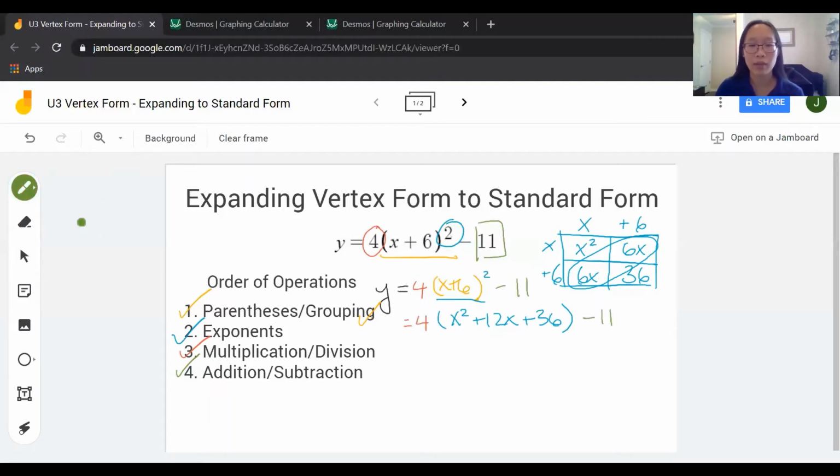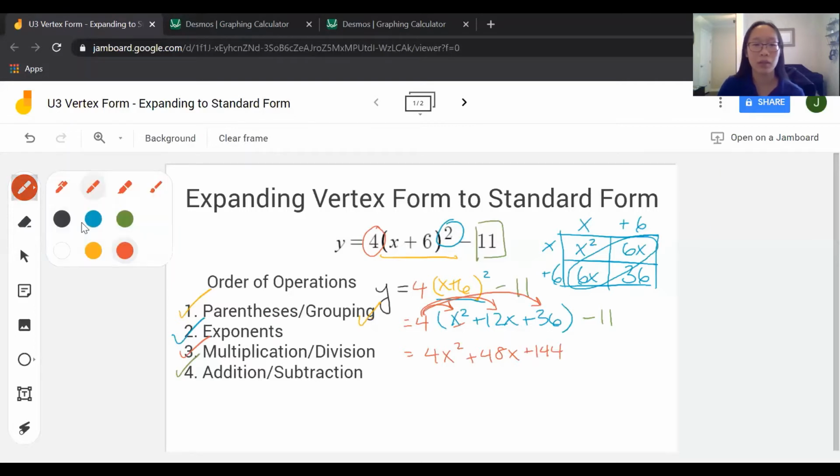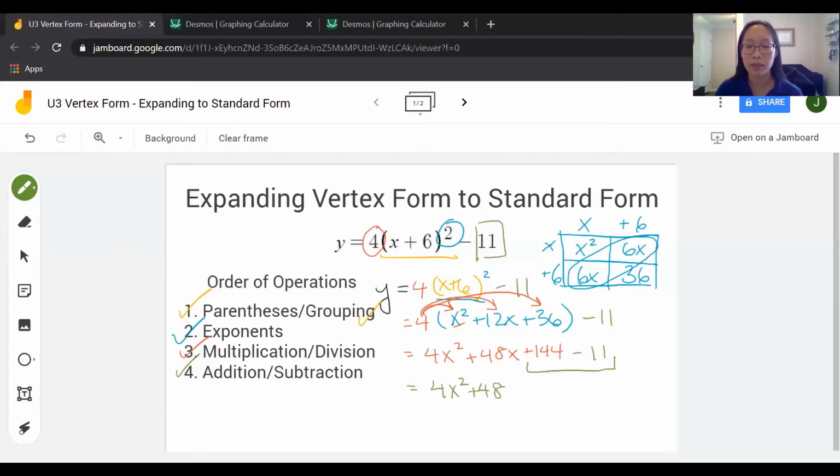Now that we've done our exponents, we can move on to multiplication and division. I'm going to use the distributive property to multiply the 4 by every term in this group. So 4 times x squared is 4x squared, 4 times 12x is 48x, and 4 times 36 is 144. I'm going to recopy this minus 11. And I have my like terms of 144 and 11, meaning I just recopy the 4x squared and 48x. 144 minus 11 is 133.